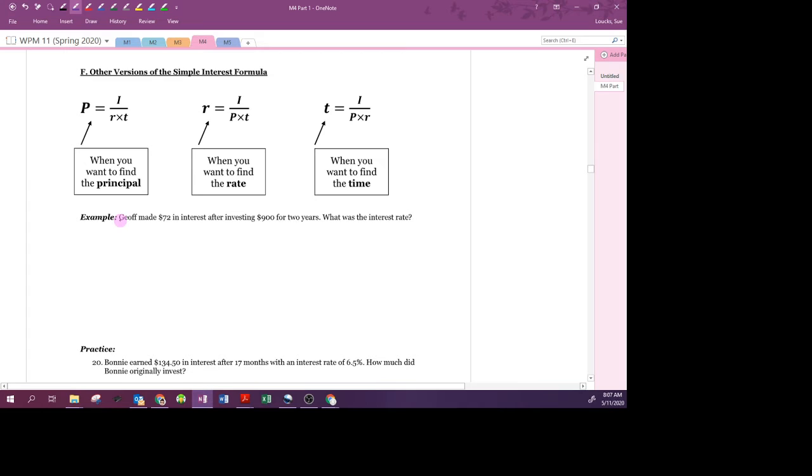So the way I would do this is I would write down what I'm given. So I know that the interest is $72. The principal amount he invested was $900, and the time was 2 years. And we're looking for the rate, the interest rate. That's what we're asked to find. So we're going to use this middle formula up here, where R equals I divided by P times T. So it equals 72 divided by 900 times 2.